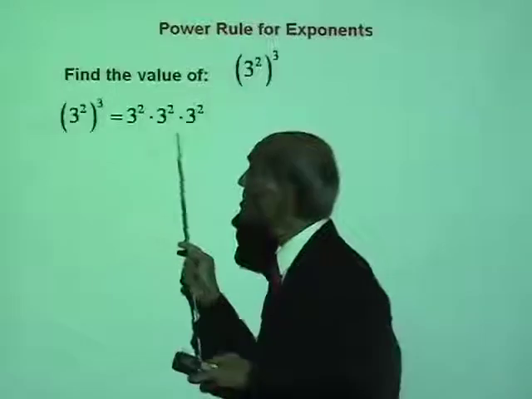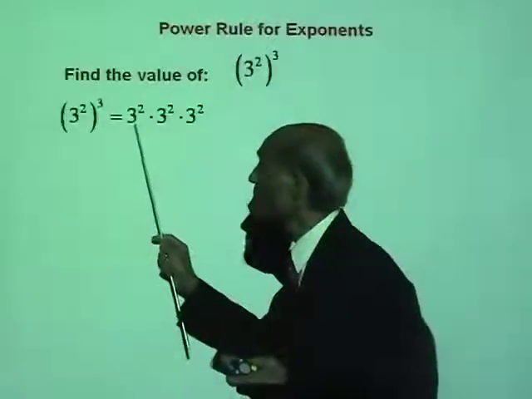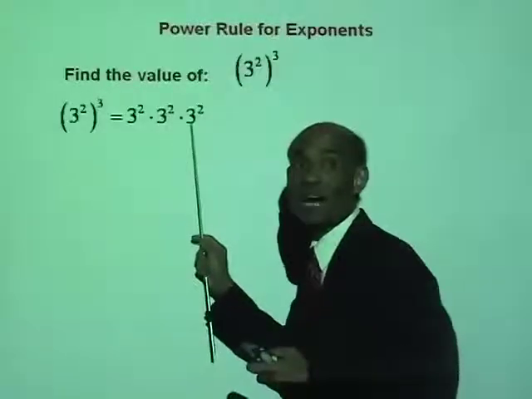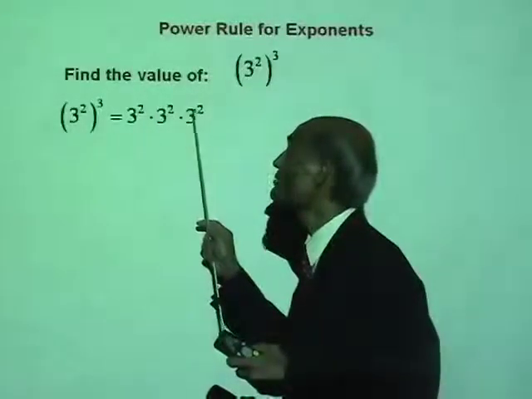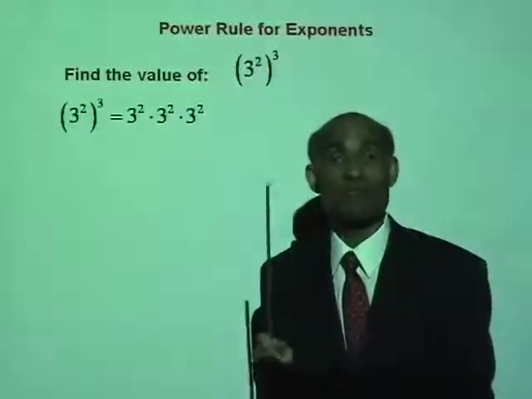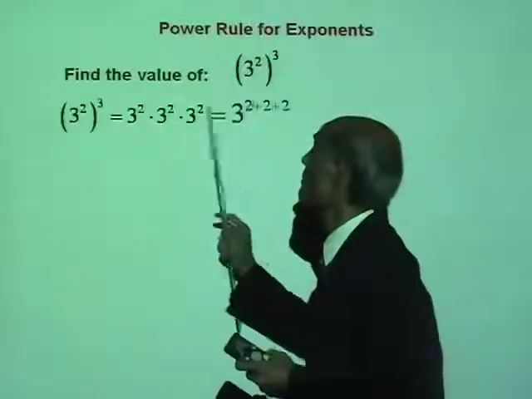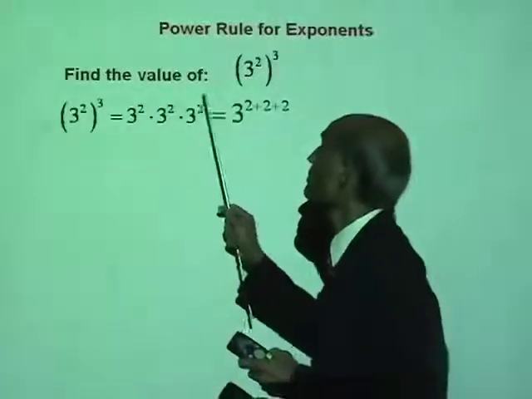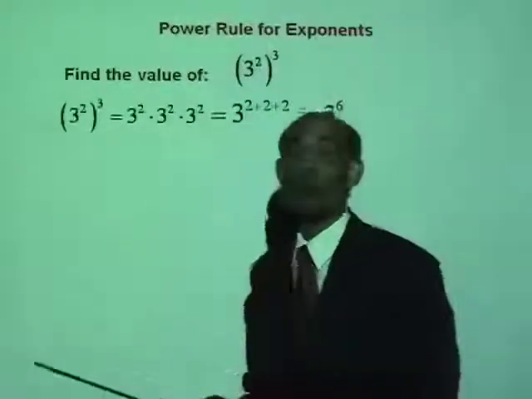Well, this can be done by using the product rule. When expressions with the same base are multiplied, what do we do? Add the exponents. So what will this be? 3 to the power of 2 times 3 to the power of 2 times 3 to the power of 2 is 3 to the power of 2 plus 2 plus 2, and that is equal to 3 to the power of 6.